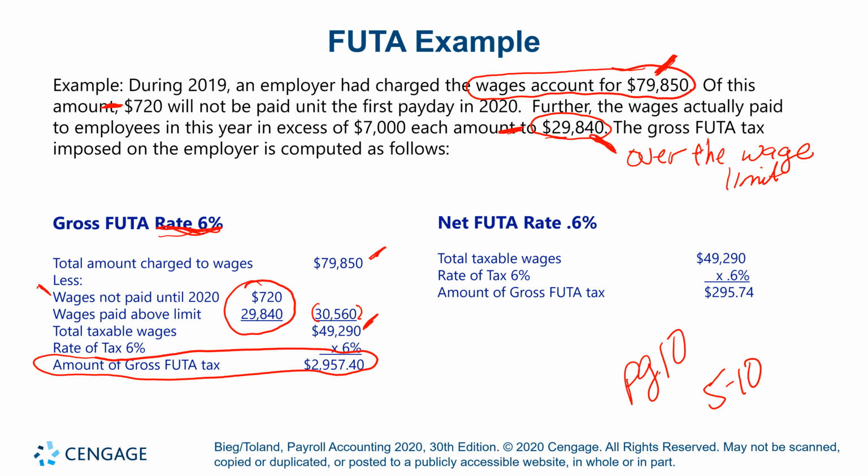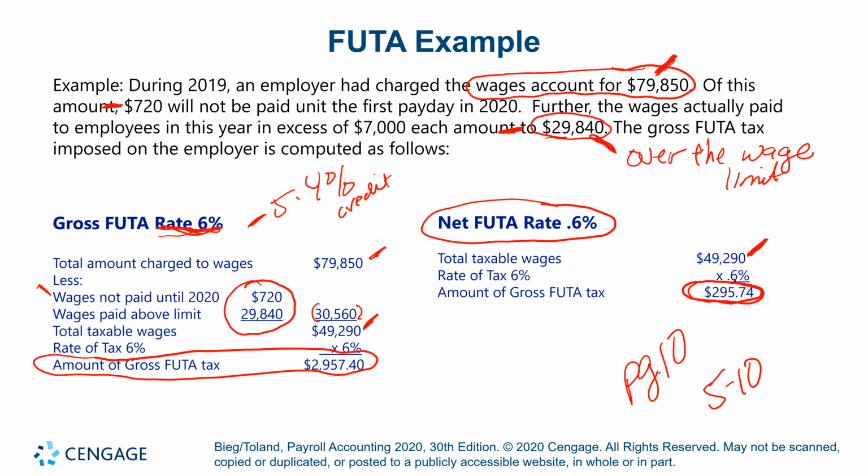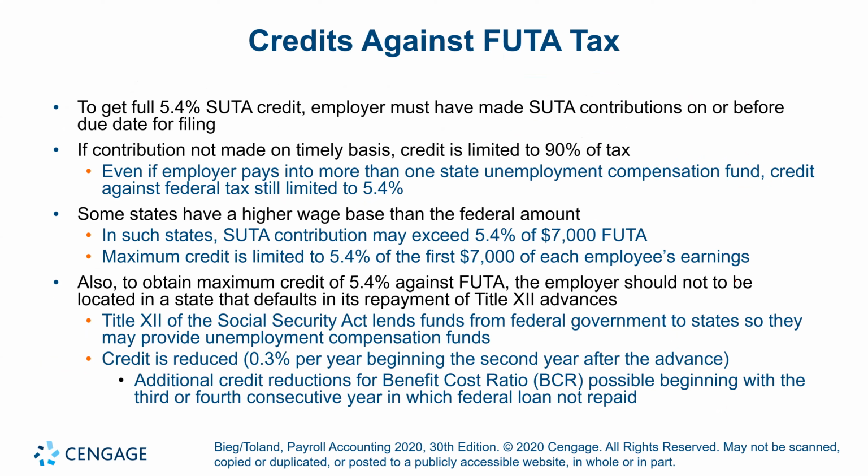But remember, companies get that 5.4% credit. So 6% minus this 5.4% credit, our net FUTA rate is 0.6%. Based on those taxable wages of $49,290, multiplying by the net FUTA rate of 0.6%, the amount that we'd actually have to pay in FUTA taxes is $95.74.